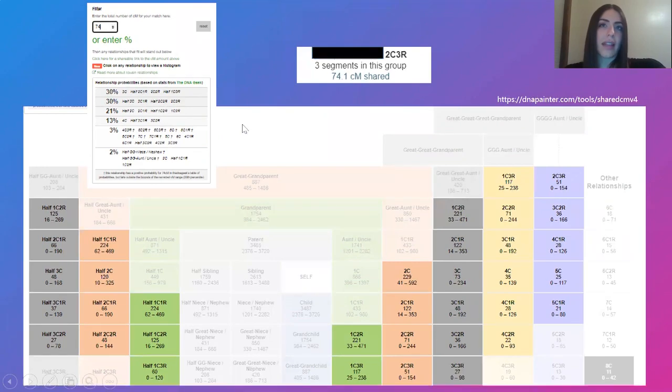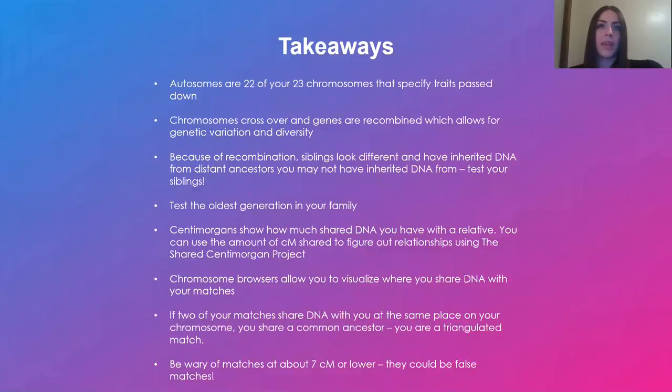So it's 30% likely that someone who shares 74 centimorgans with me is a third cousin, a half second cousin once removed, a second cousin twice removed, etc. And if we look here on the second line, it shows second cousin 3 times removed, which is my cousin's relationship to me. So this is a useful tool, as I said, for trying to figure out your relationships with cousin matches where you don't know who the common ancestor is and how they fit into your family.